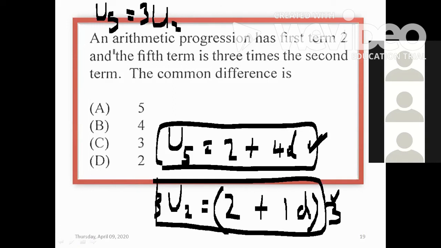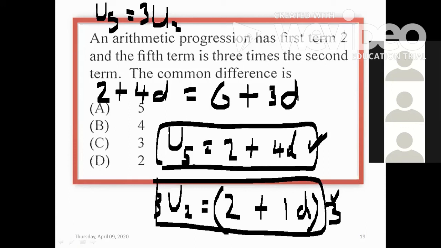So U5, which is 2 plus 4D, is equal to, because this represents U5, not true? Is equal to 3 times U2. Now 3 times U2 is 3 times 2, which is 6, and 3 times 1D is 3D.